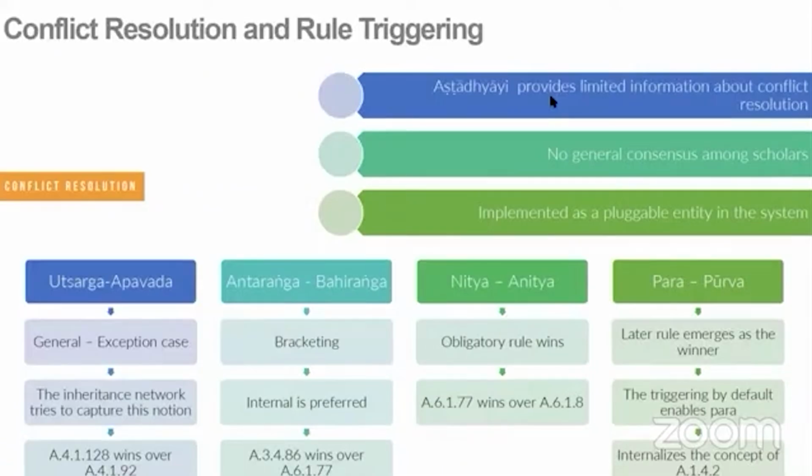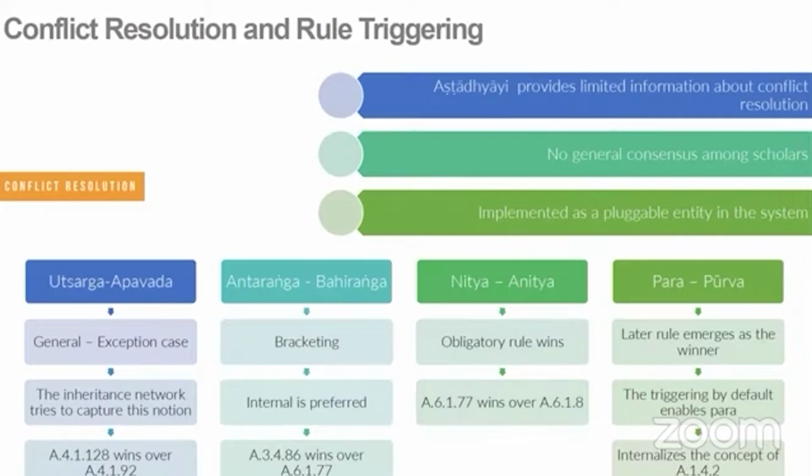If I apply it to many cases, maybe I would know which interpretation actually leads to certain problems. I can see that automatically through the implementation. This was the motivation with which we were working. For example, conflict resolution and mood triggering. We know about Utsarga, Apavada, Antaranga, Bahiranga, Nitya, and Parapurva. In this conflict resolution, some scholars believed that only Parapurva is sufficient, while others said we have to take care of all of these resolution techniques. So can we take it as a pluggable entity in the system and see, if I apply only Purva-Para, what are the cases that are resolved?